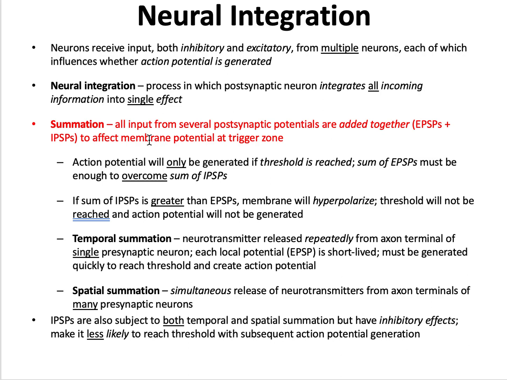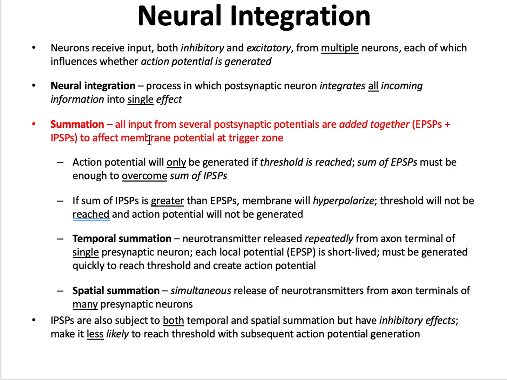Now, every neuron can have thousands upon thousands of presynaptic neurons synapsing on it, right? So every neuron can get information from all over. So it's getting a lot of information coming into it. How does it decide? Some of these presynaptic neurons are going to be sending excitatory information. Others are going to be sending inhibitory information. So how does it know what to do? Well, it has to integrate all of that information and decide.